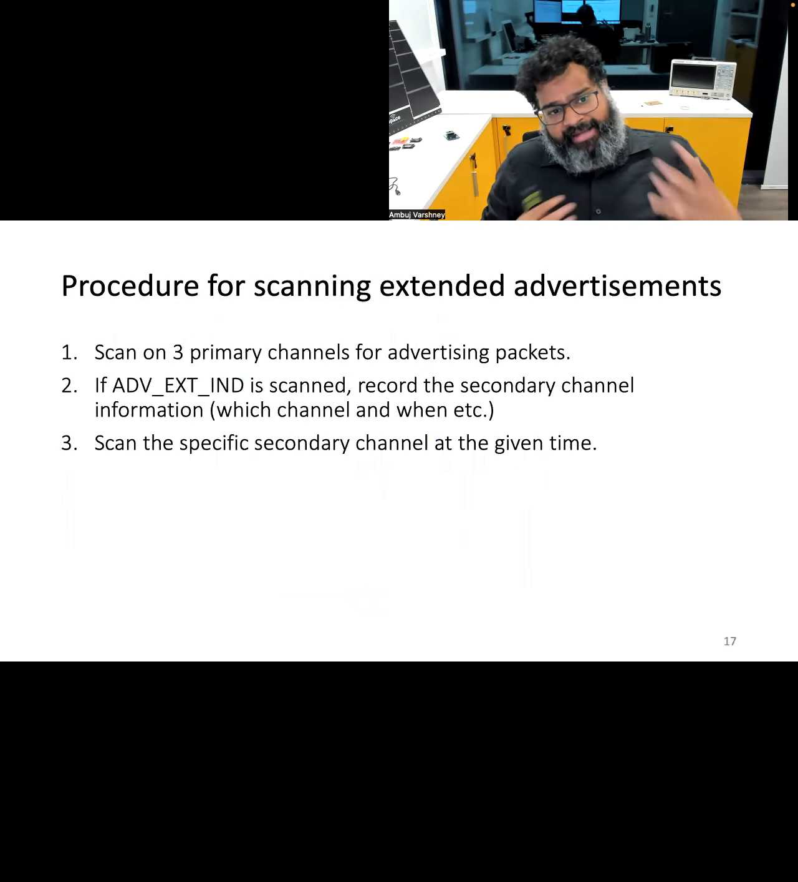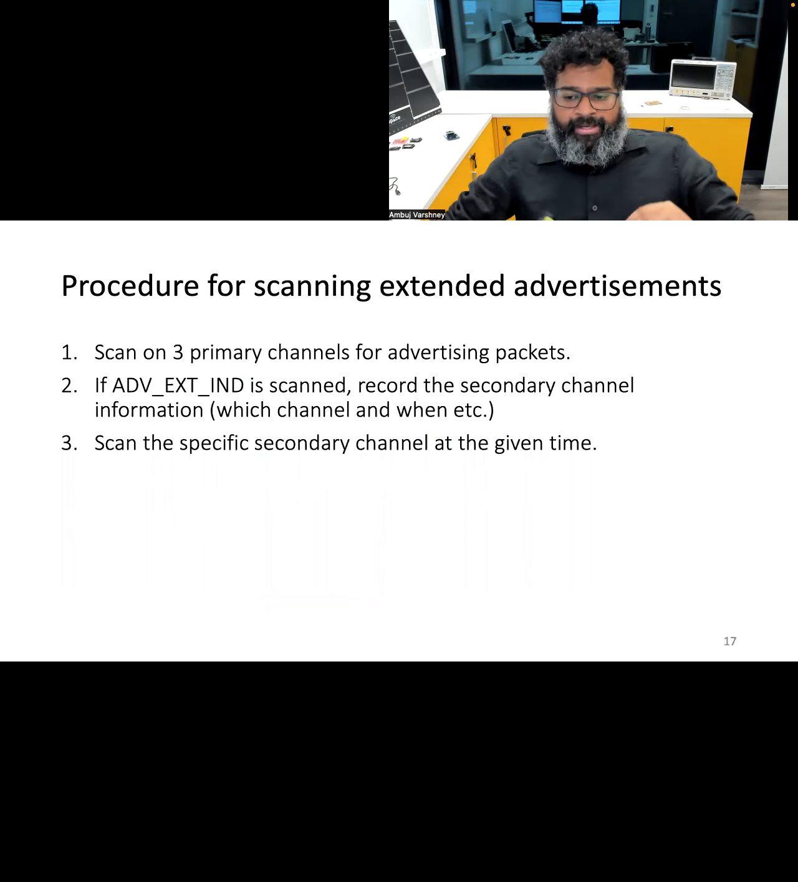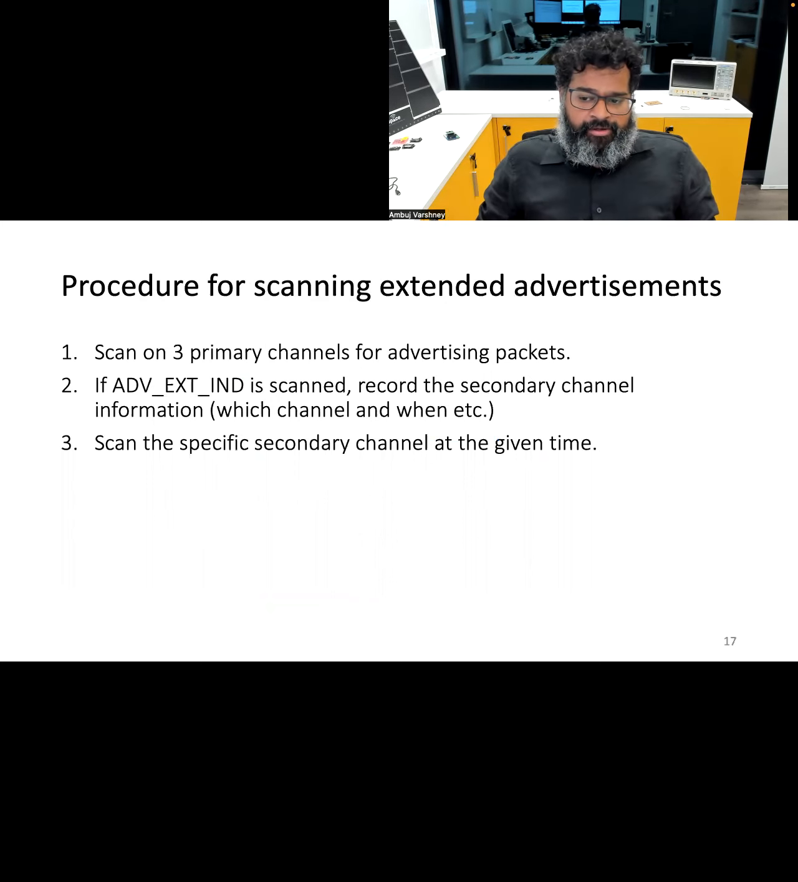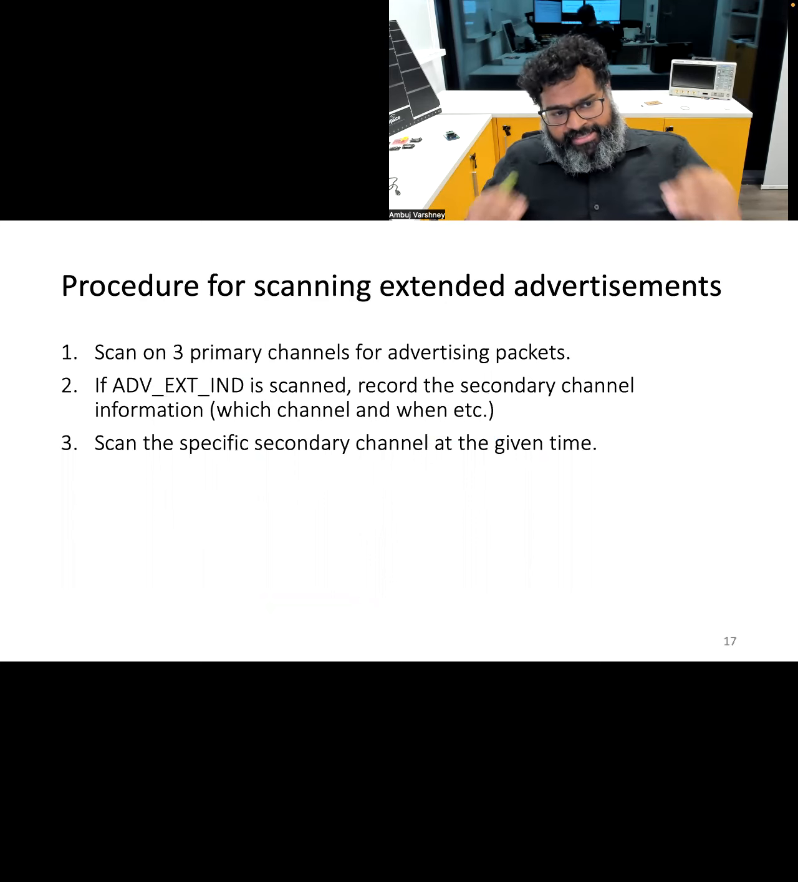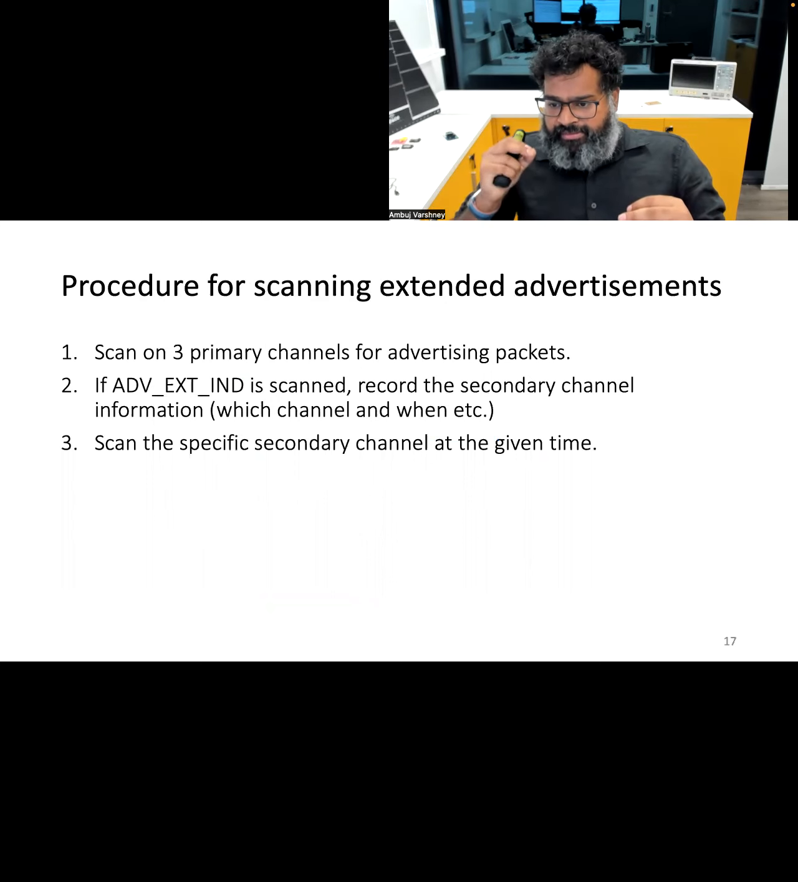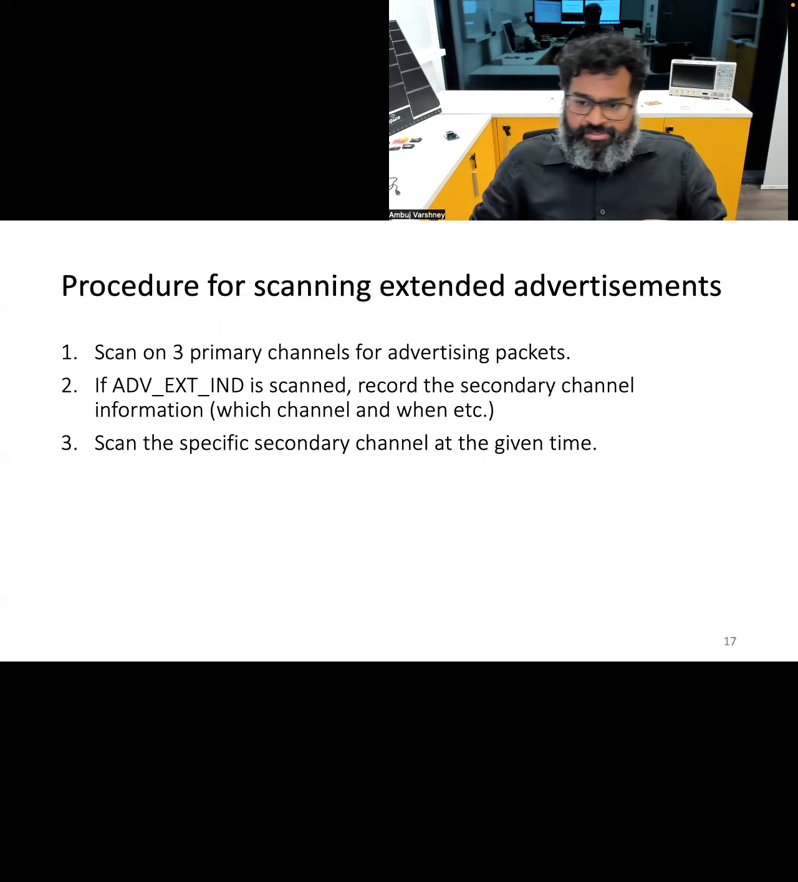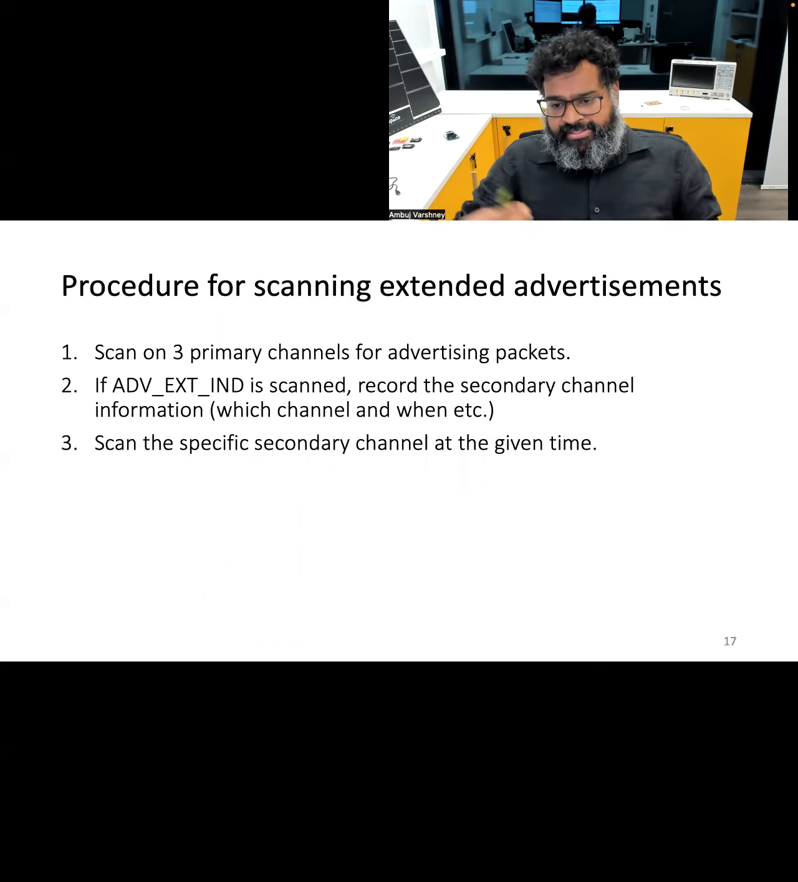So how does scanning occur for the scanner device that is going to receive these extended advertisements? The scanner node scans for transmission on the 3 primary advertising channels, similar to how it happens in Bluetooth 4.2. However, when it receives this special advertising packet called ADV_EXT_IND, it changes to the secondary or data channel on which the information is being sent. It then scans and receives from the specific data channel at the given time when the transmission is occurring.